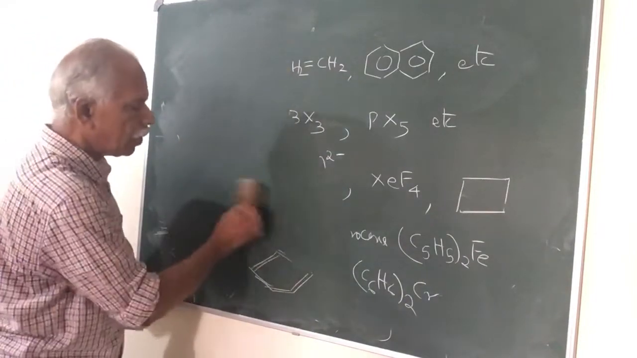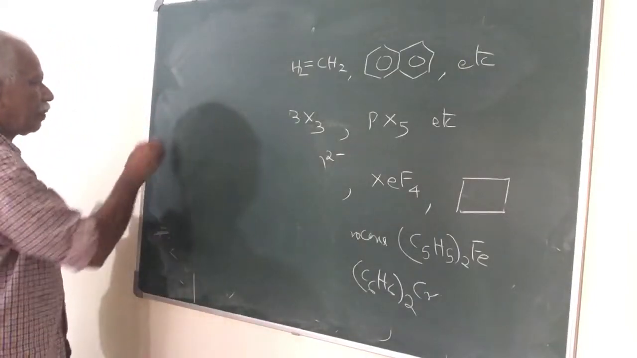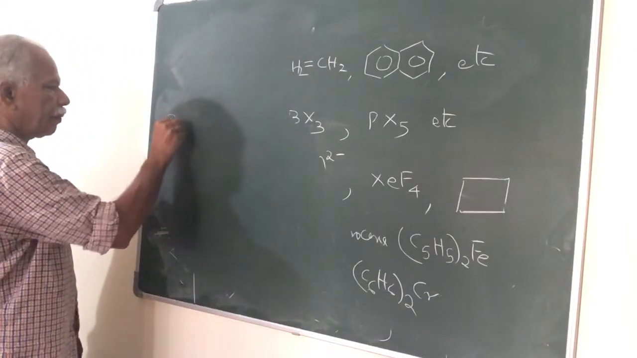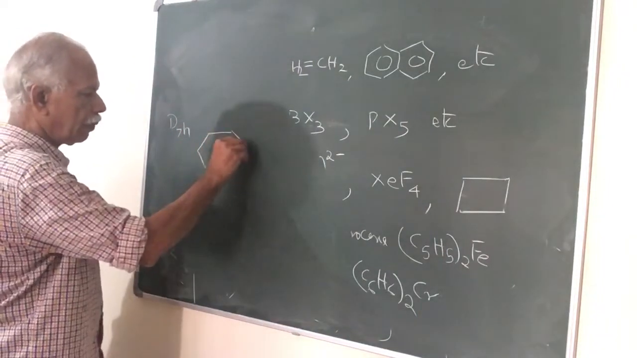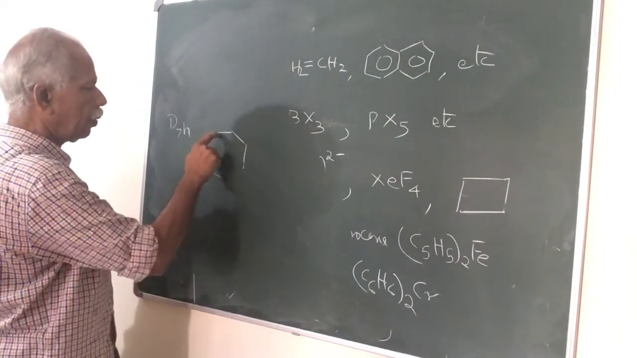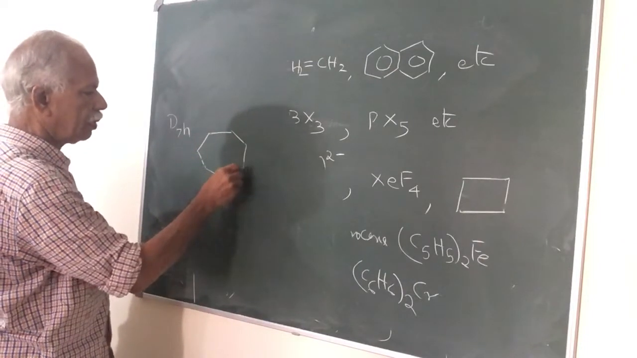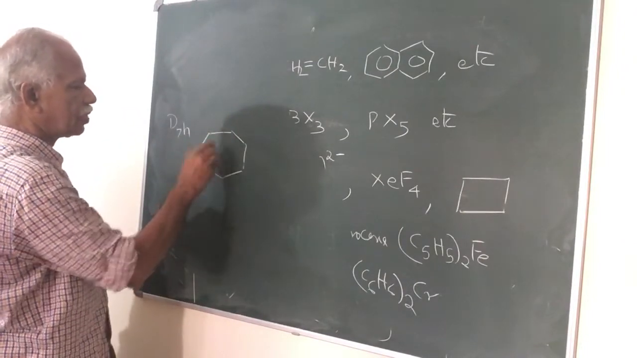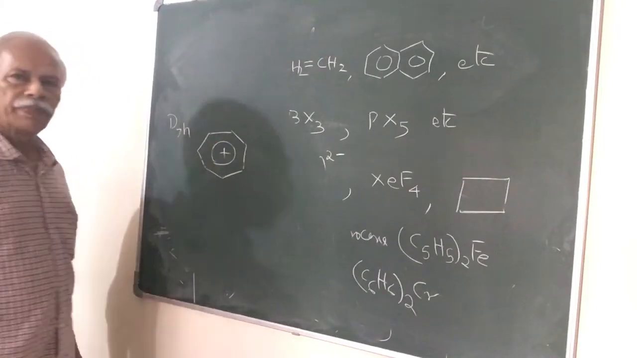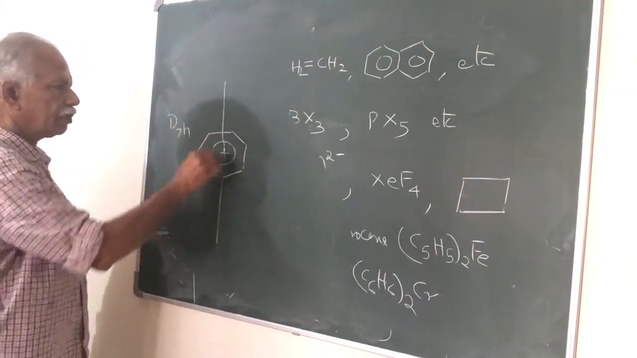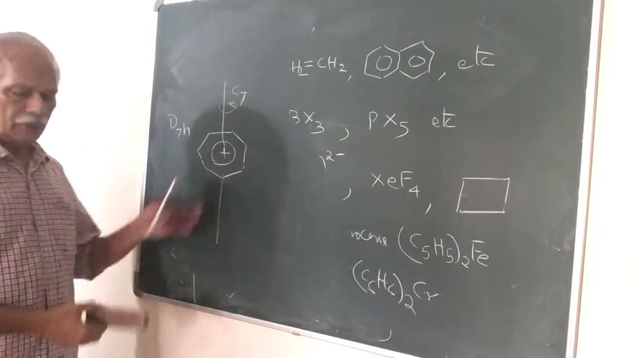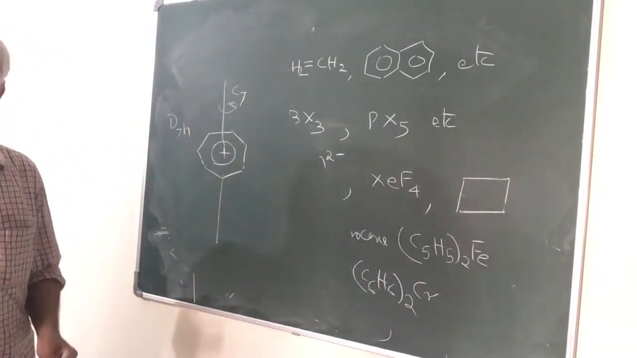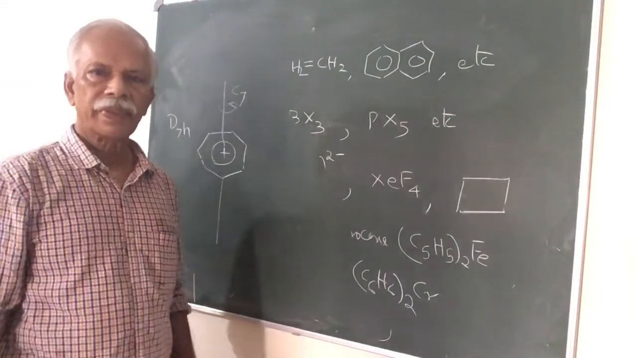As an example for D7h, you can quote tropylium cation. 1, 2, 3, 4, 5, 6, 7. This is the C7 axis, which is also coaxial with S7 axis.